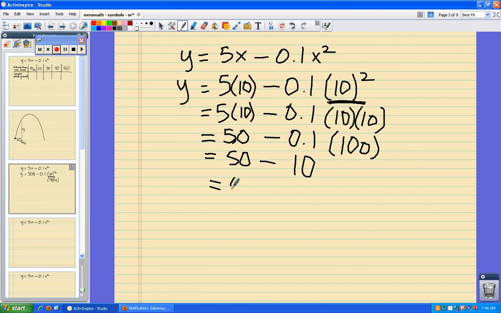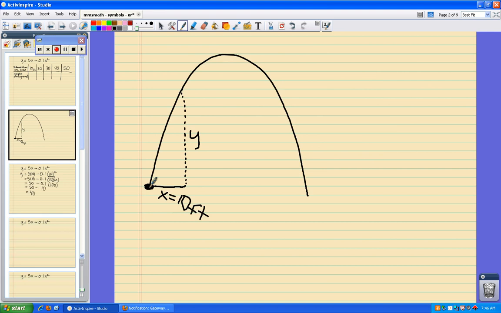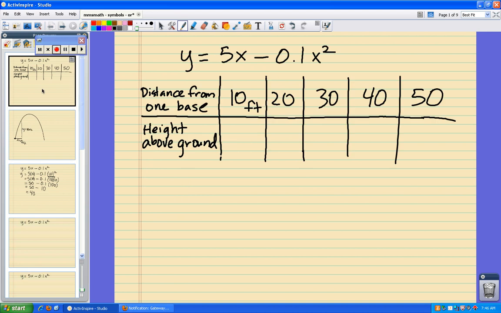And now we subtract. Okay, so if you look at the arch, what this says is if I go 10 feet away from the base right here, the arch is 40 feet above the ground. So in my table, I will put 40 feet. Okay. You need to calculate the rest.